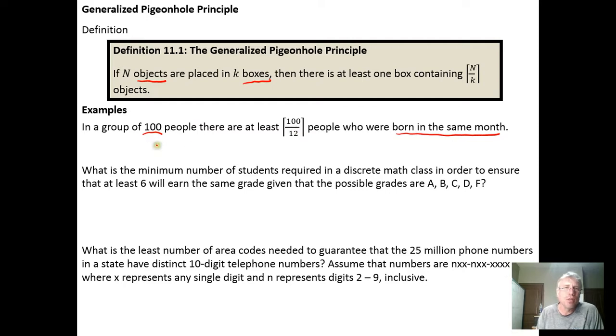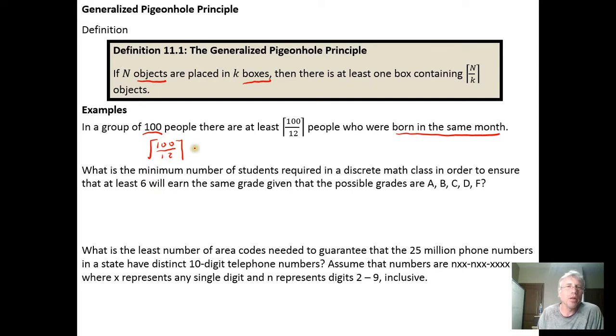And so the generalized pigeonhole principle would say that if you distributed 100 people to 12 months to find out... boy, I just botched that, didn't I? We're determining how many people are guaranteed to have been born in one of the months. We could distribute all 100. They could all be born in December, but that's not likely. So you're saying there's at least one month with this number of people in it.